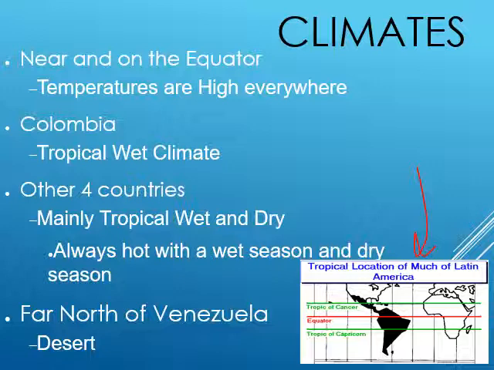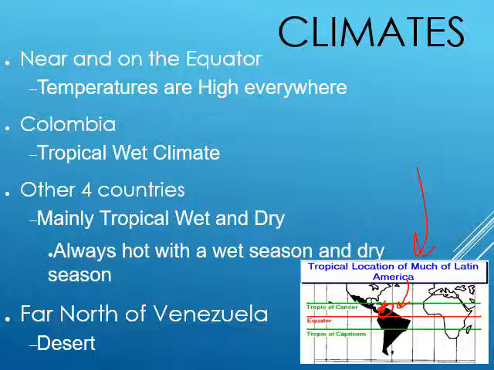Colombia has a tropical wet climate, so it's always warm and there's year-round rain, so you're going to see a lot of rainforests and things like that. The other 4 countries that are further out to the east, so again, Colombia is like right here, and all of them that are out here are tropical wet and dry. So they're always hot, but they have a wet season and a definite dry season in the winter.